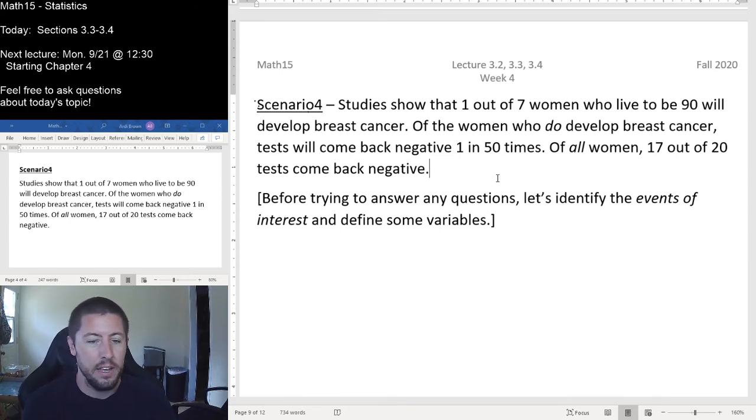Even if you do have it, a test will show negative 1 in 50 times. That's 2% of the time. Of all women, about 17 out of 20 tests will come back negative. That's 85% of tests will come back negative.